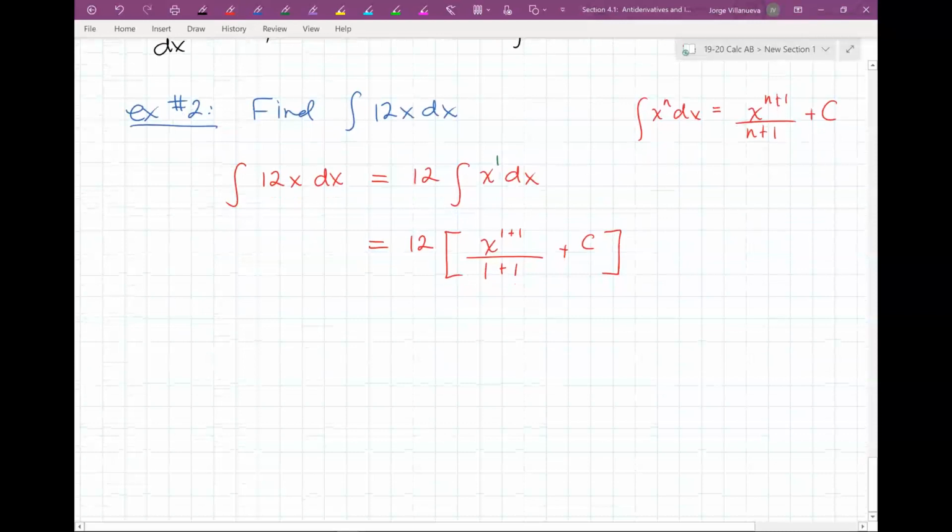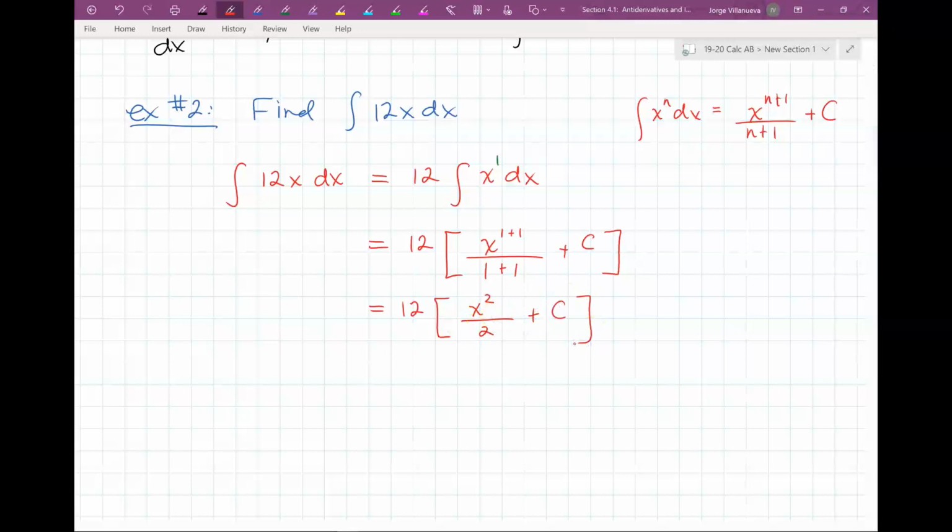Okay, so I got the original power, I added 1 to it, and then whatever that power happens to be, I divide by it. So 1 plus 1, that's what I'm dividing by. So this is 12 x squared over 2 plus c. Now I'm going to distribute that 12. So 12 times x squared over 2 becomes 6x squared plus c.